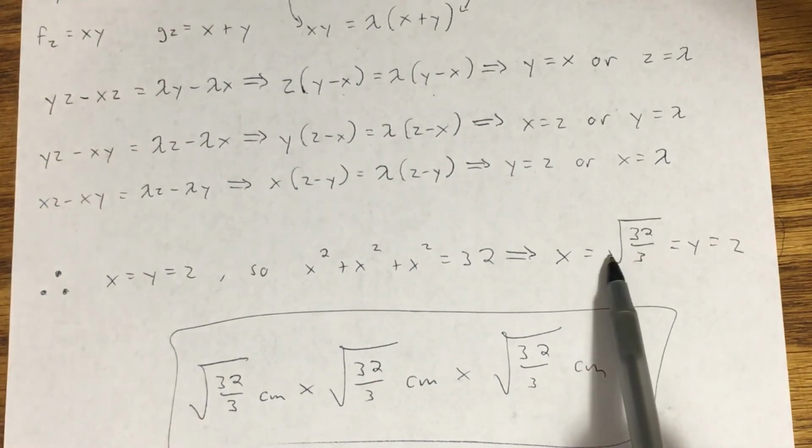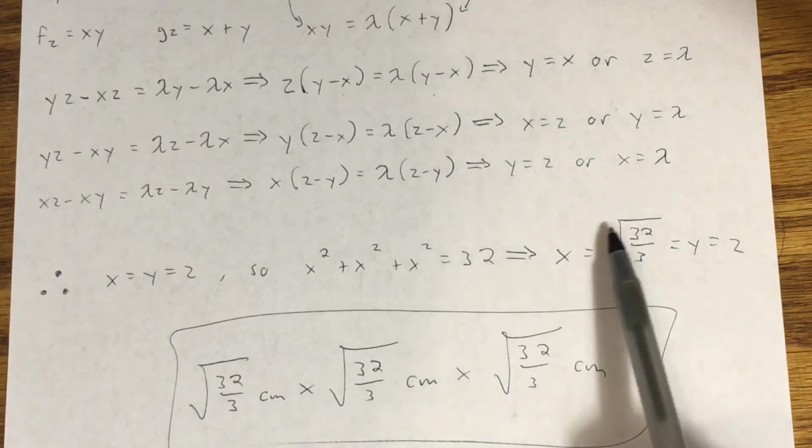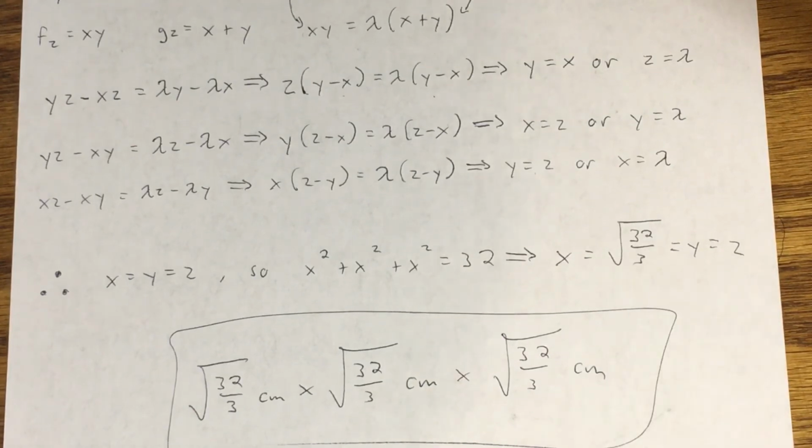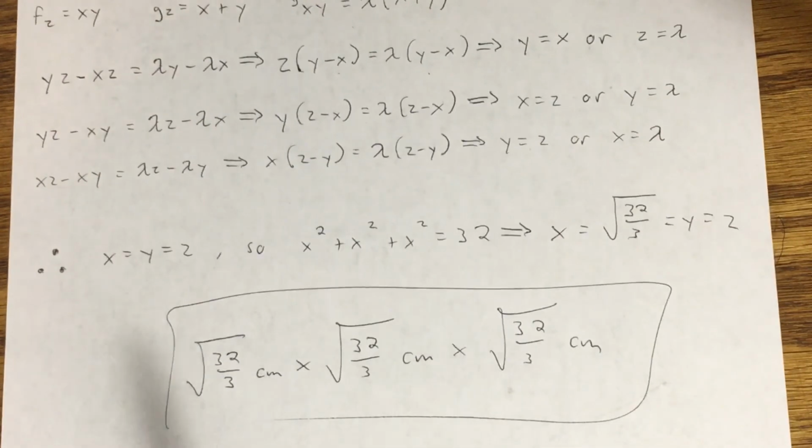Normally, you would write a plus or minus here, but remember that x represents the length of one of the edges of this rectangular box, so it has to be positive in the context of this problem. But if x is equal to root 32 over 3, then y and z would also equal that, because we determined that x, y, and z are all equal to each other. So that means the dimensions of our rectangular box, once again, form a cube. There's something about these cubes that seems to be really preferable. We have root 32 centimeters by root 32 centimeters by root 32 centimeters. That solves the problem, and that wraps up chapter 14 for us.